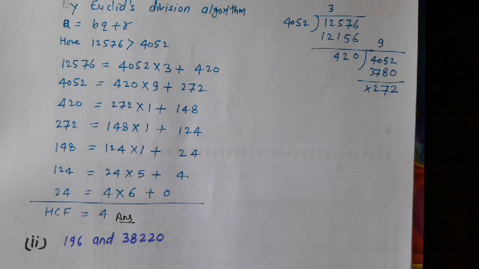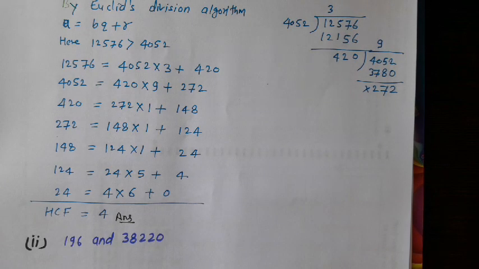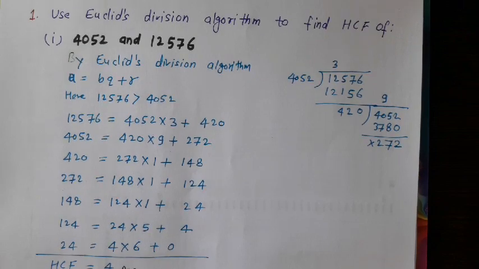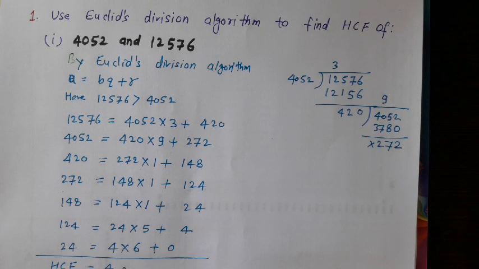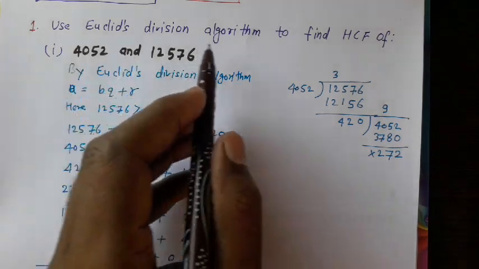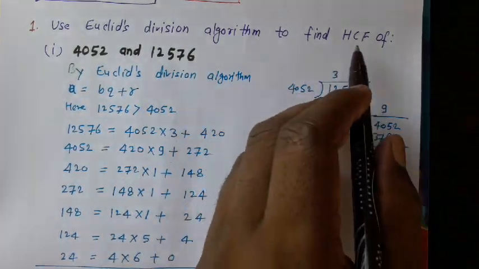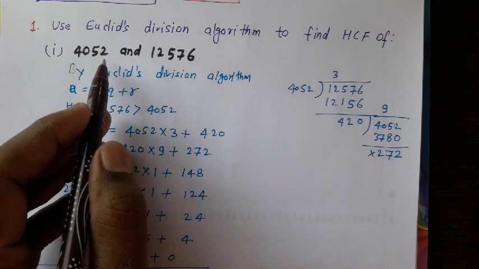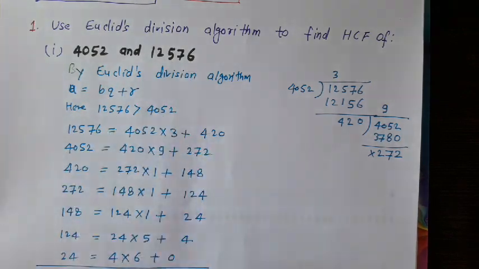It is very simple. Using basic division you can write the Euclid division algorithm. So I repeat once again, the question is: use Euclid's division algorithm to find the HCF of 4052 and 12576.